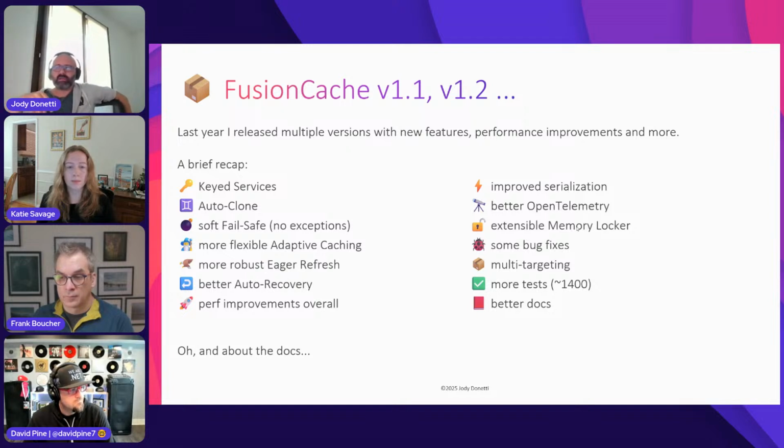Then some other features like more flexible adaptive caching, a soft version of failsafe, meaning a way to kickstart the failsafe mechanism, which is one of the favorite features in the community, without having to throw an exception. So, like the usual results pattern, better recovery, compatible improvements, and local telemetry, and so on. I also extended the tests a lot. Now there are more than 1,400 tests, and also better docs.